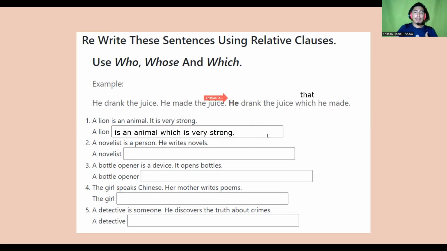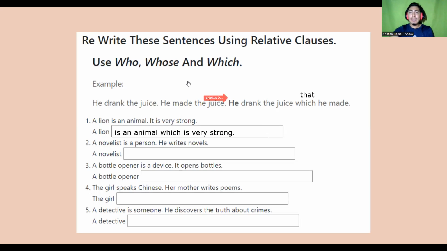A lion is an animal which is very strong. Okay? Everybody, please try to work on the next examples, number 2, 3, 4, and 5. Try to do it at home, and if you have time, send me a picture on the WhatsApp group, okay? To check your sentences and to check if we understood the topic, okay? And if we have some doubts, you can also tell me through the WhatsApp group, okay?